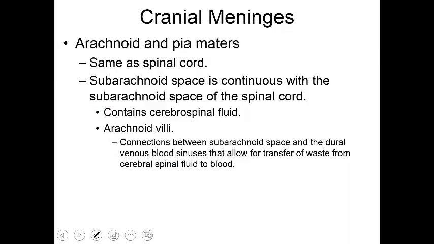Let's take a look at the next meninx. The next meninx is the arachnoid mater. It continues along the spinal meninx, which is the arachnoid mater as well. It does have the subarachnoid space, which is continuous with that of the spinal cord, and it also contains cerebrospinal fluid. The difference here is the presence of the arachnoid villi. The arachnoid villi are little finger-like projections that jut out into the subarachnoid space, and they allow for the wastes and toxins and gases to be absorbed from the circulating cerebrospinal fluid.